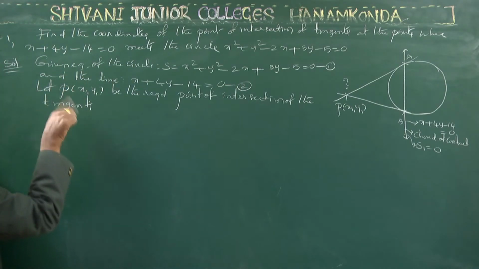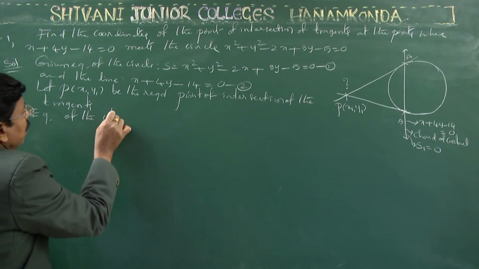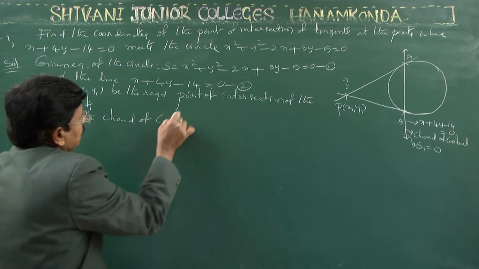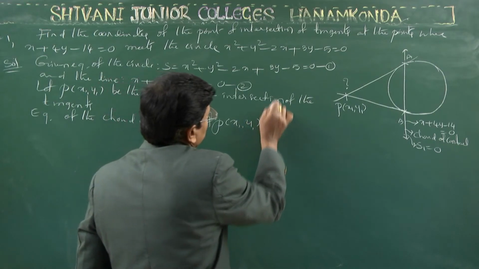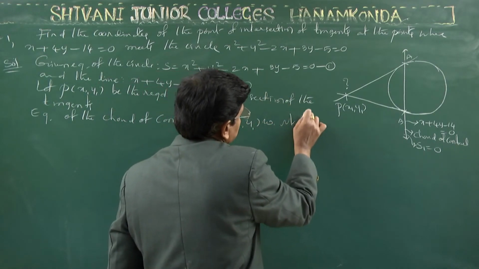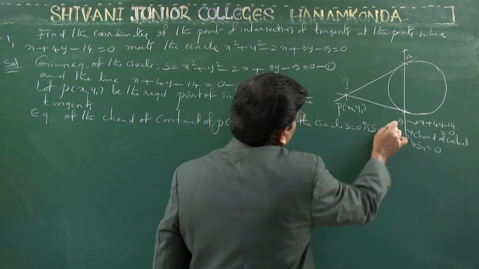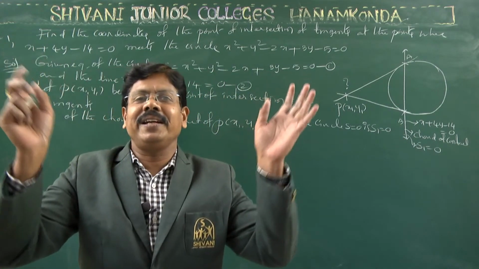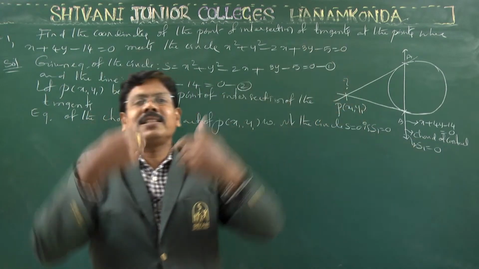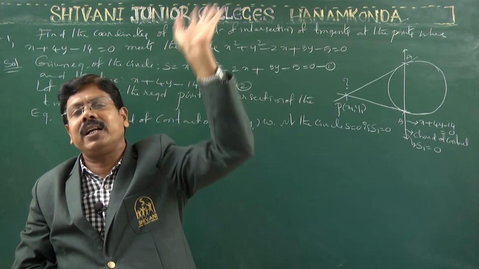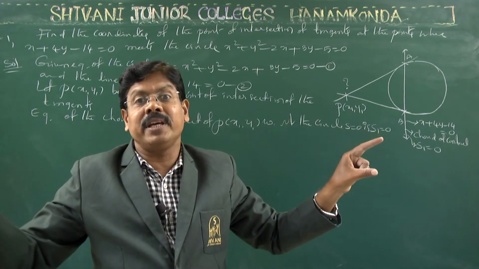The equation of the chord of contact of P(x1, y1) with respect to the circle S is equal to 0 is S1 equal to 0. Already I have told that. The equation of the tangent, the chord and the polar use the same formula but are different concepts: tangent is different, chord of contact is different, polar is different. Finally the equation is the same, S1 equal to 0.